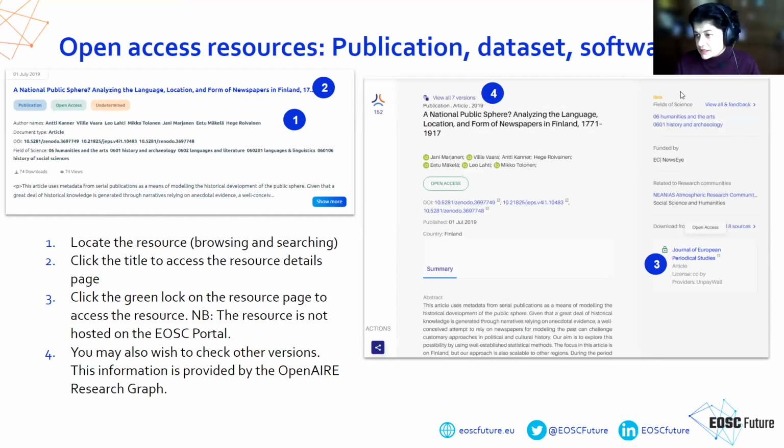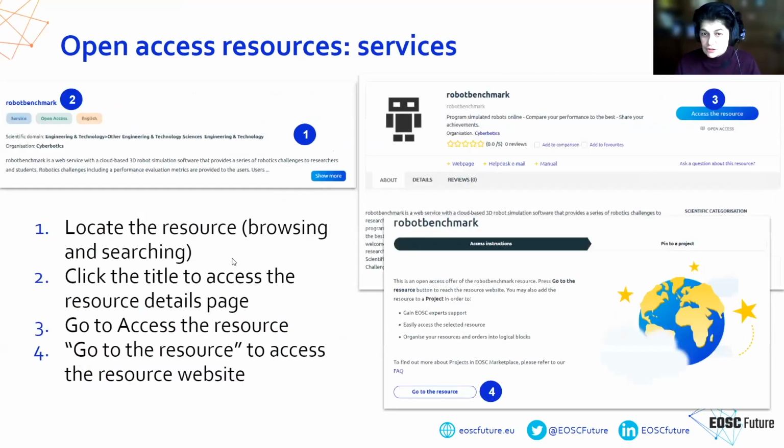This is what I've already explained. If this is a publication, you just go there, locate it. Sometimes you have multiple versions and you can choose which one of them you actually need. And you just click here on this green lock and you get to the publication.